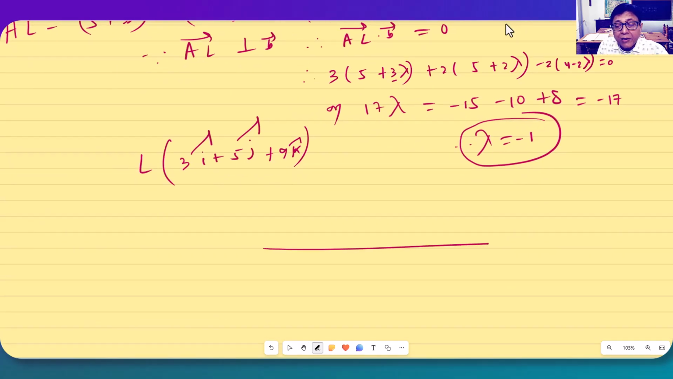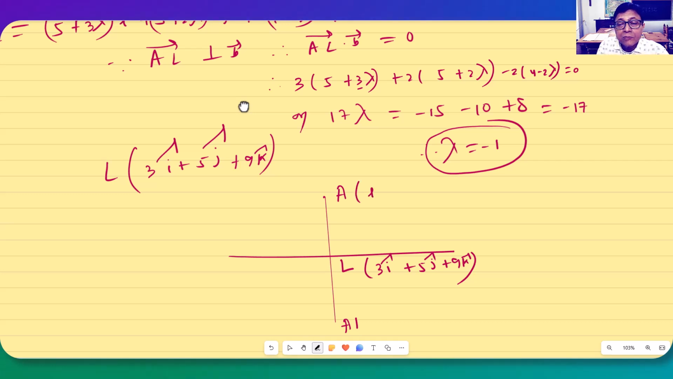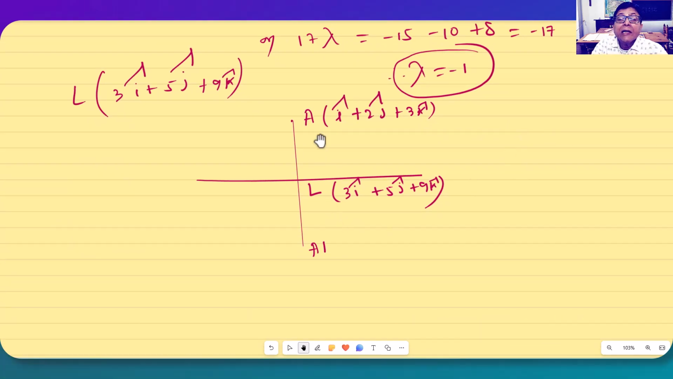We are going to find the image. So image is here, that A dash, L is here, 3i, 5j, 9k. And the point given is 1, 2, 3. We change into vector, position vector. Clear? i plus 2j plus 3k. You got AL, but A dash is the image. This must be equal to this. Let this one have position vector alpha. So use midpoint form now.